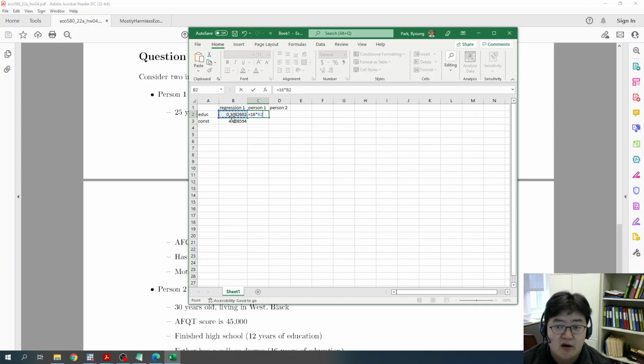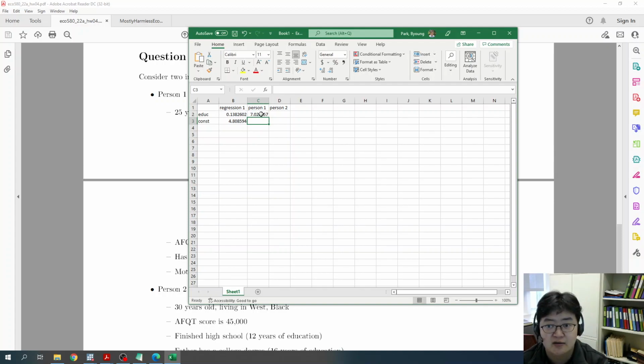Again, this number 0.1382602 means the increment in the wage if you obtain 1 year of education, for each year of education. But this guy obtained 16 years, so you have to multiply by 16, and the starting point is the constant. So even if you receive 0 education, your log weekly earnings will be 4.8. So this is the predicted value for person 1, right?